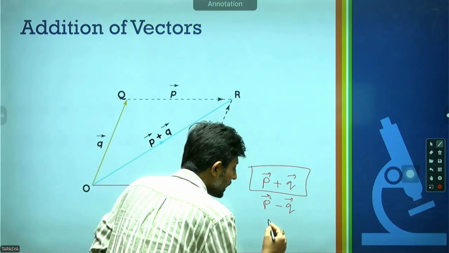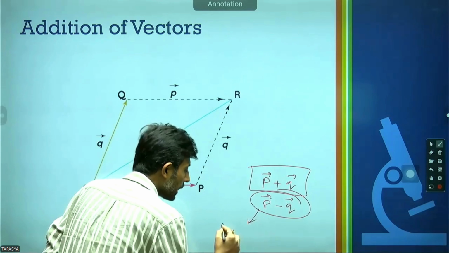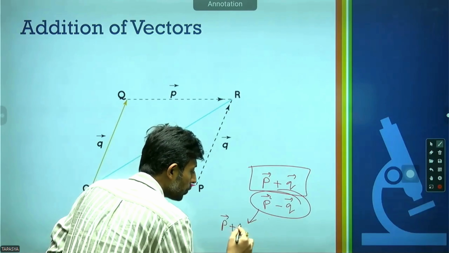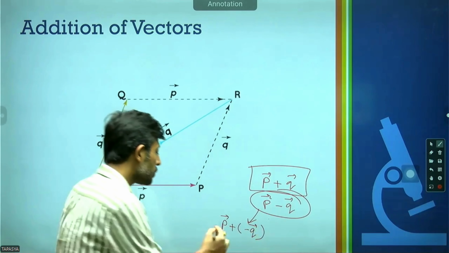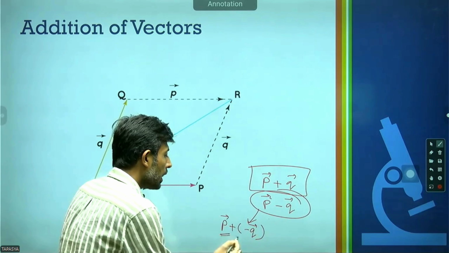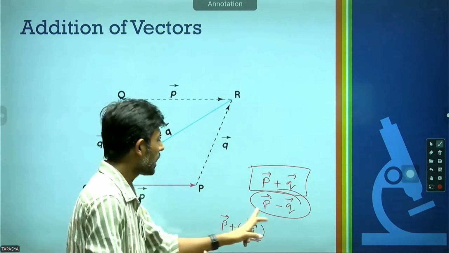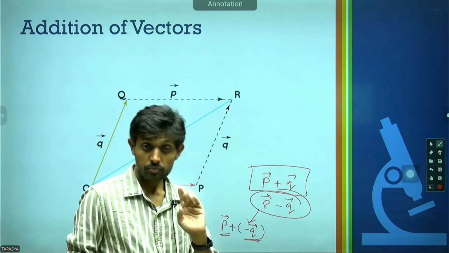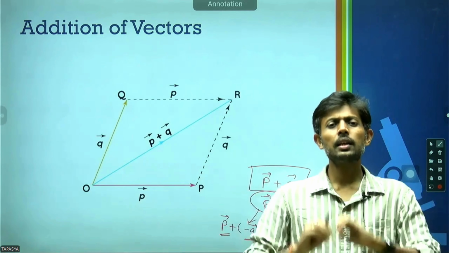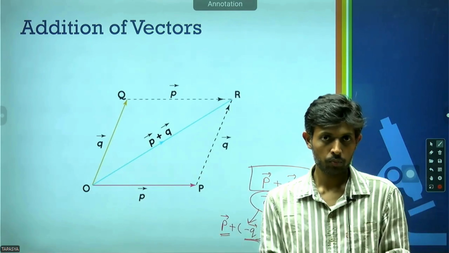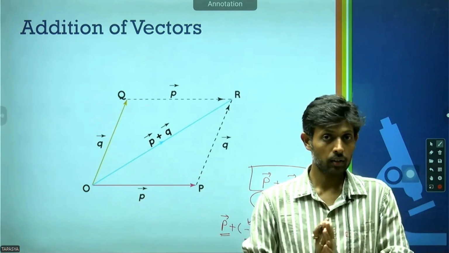Because I can say that instead of P minus Q, what I'm doing actually is I'm adding these two vectors. Am I right or not? I'm adding these two vectors. I'm adding a vector P and another vector minus Q. It's same as saying I'm doing P minus Q. So, in a sense, if you learn how to add, you basically know how to subtract also. So, pay close attention now. We're going to learn how to add two vectors.